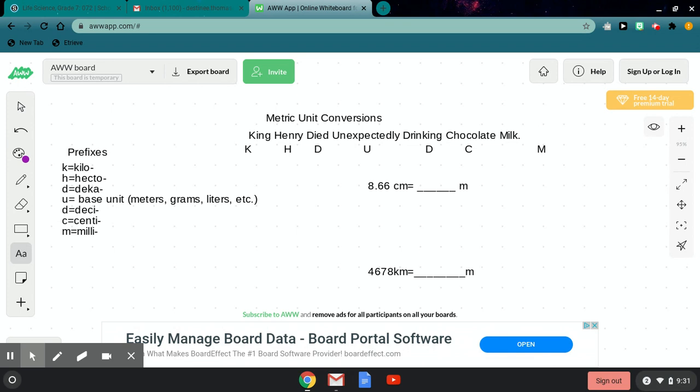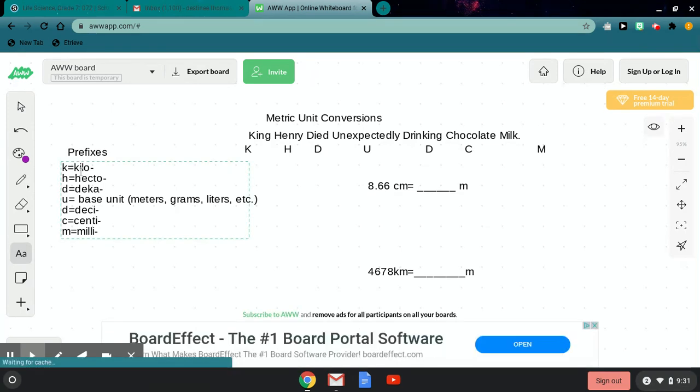So remember that with metric units, you have base units such as meters, grams, liters, etc. And in science, we use prefixes to determine the size of those base units. So your prefixes are kilo, hecto, deca, deci, centi, and milli. So you can have a kilometer, a hectometer, decameter, decimeter, centimeter, or millimeter.